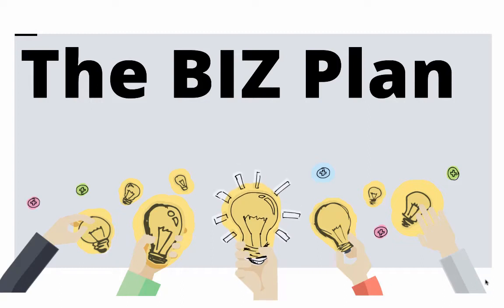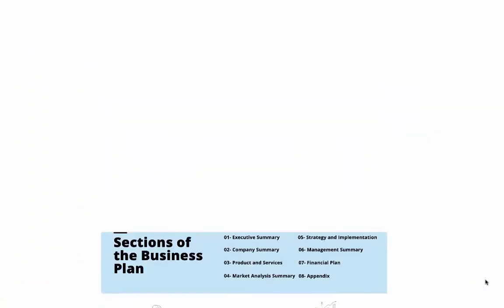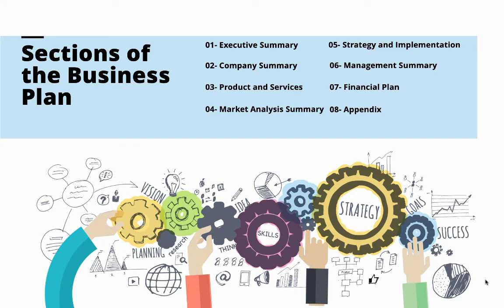Welcome to the first video in the business plan section series for the small business planning course you're taking. We look at the different sections of the business plan. These are the different sections that we'll be using for the business plans that you'll be creating in this course. And we'll be focusing on really chapter 2 for this video, the company summary.